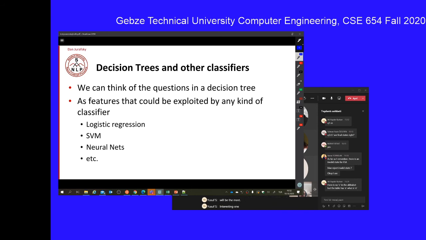Decision trees are not always the only solution for us. There are other ways of doing it, like logistic regression, support vector machines, or neural nets. And we are going to look at some of them later.